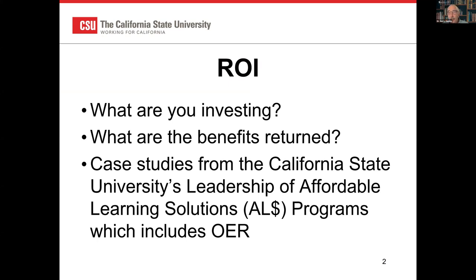And we often think of this in dollars and cents terms, but what I'm going to suggest today is the investment side is really around what do you need for institutional change? And I'll provide you very specific examples of what we've done in the California State University and how we have led the Affordable Learning Solutions Program.